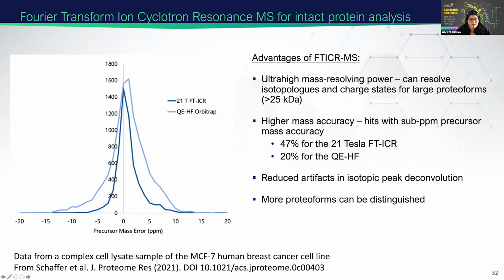For example, you can see here the comparison: when we use the 21T, we can detect many more, or almost all, of the proteoforms with sub-ppm precursor mass accuracy. And this allows a more confident detection and distinction of the proteoforms.